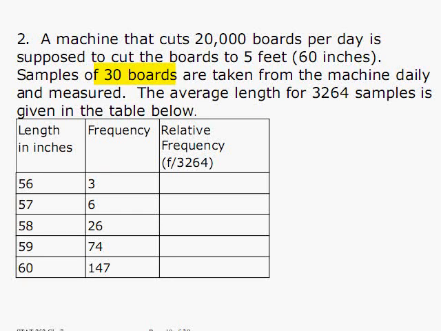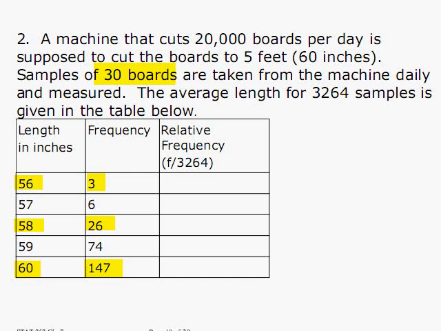And now here are all the average lengths. There were 3 of your samples, maybe taken from Monday, Tuesday, and Thursday, that had an average length of 56. These are the averages of the 30 boards. The average of 58 happened on 26 days. Average of 60 happened on 147 days. This is only part of the table. The whole table, of course, is in the homework.